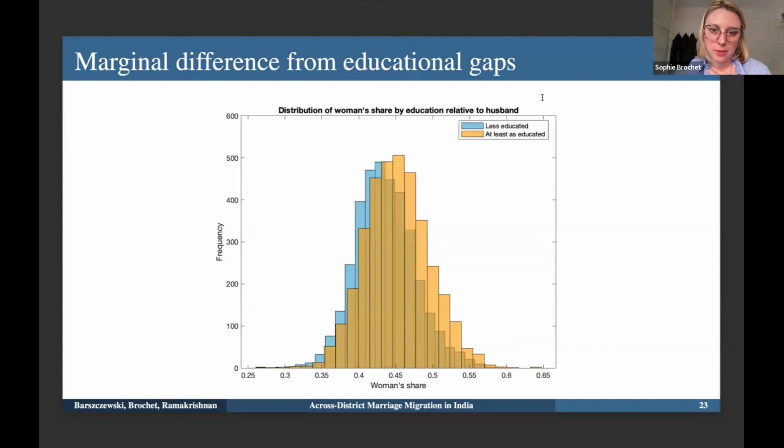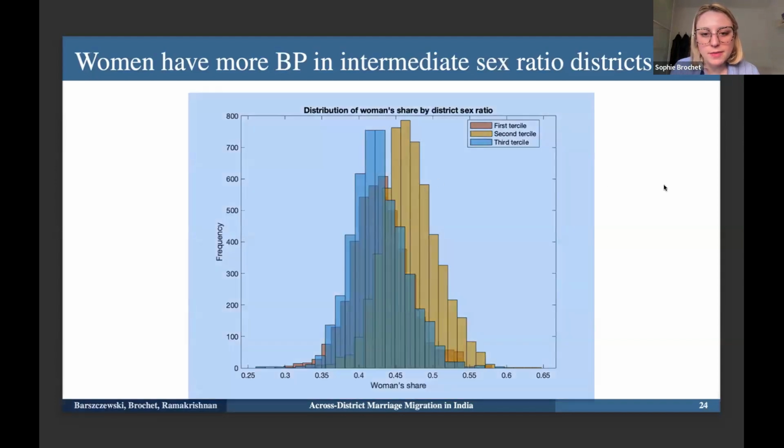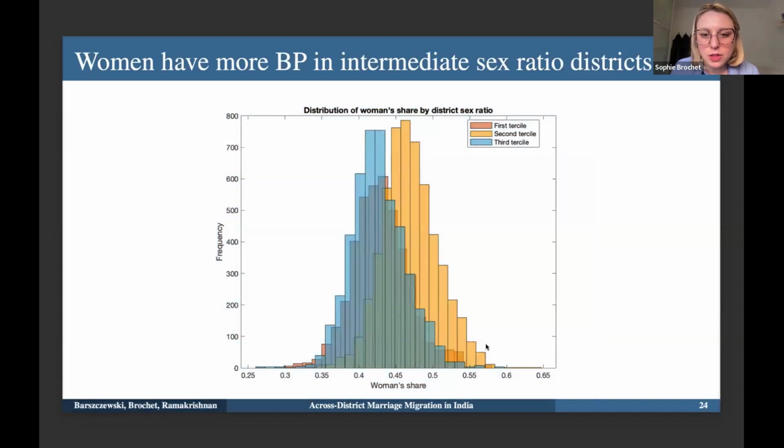Now the distribution of the woman's share by education relative to the husband. So it looks like when women are at least as educated, the woman's share is marginally higher. Then we have the distribution of the sharing goal by type of sex ratio. So we have the terciles I just talked about. The first and third tercile are to the left here. And we can see distinctly that when women are in the districts in the intermediate category, those where the sex ratios are moderately skewed toward men, this is where they seem to have the most bargaining power.